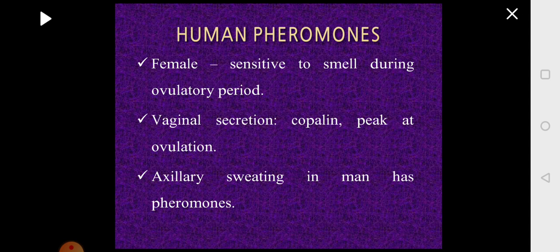In males, when the males sweat in the axillary region, the armpits, they release pheromones, and this will attract the females. So these are some examples of human pheromones.